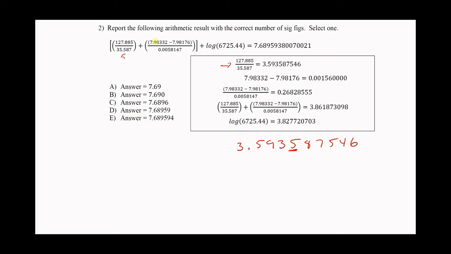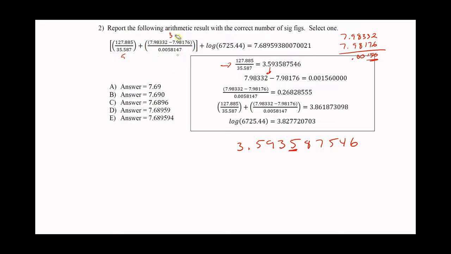Okay, and that's going to be added to, what do we have up top? Well, we have some subtraction. So let's do that subtraction. It's right here. But let's line it up. 7.98332 minus 7.98176. And that's going to give us a 0.00156. So there's only 3 sig figs up on top. So there's 3 sig figs here. Being divided by 5 sig figs means whatever this is can only have the 3 sig figs.